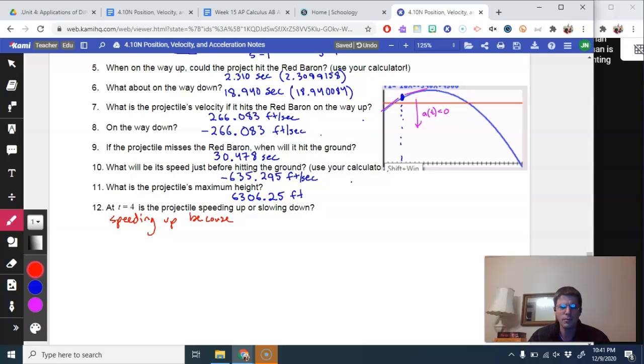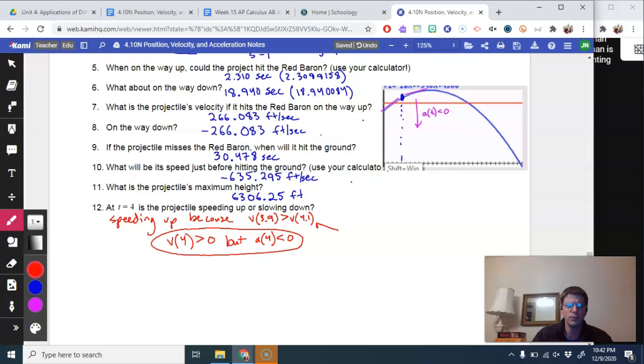because, and we could say any number of things. We could say velocity at 3.9 is greater than the velocity at 4.1. That's not exact. That's not perfect. Another way to say this would be velocity at 4 is greater than 0. So the velocity is positive, but acceleration is negative. And I know that because it is concave down, right? So this would probably be the best way to say that succinctly, though I think this is a more intuitive way to think about it and to grasp and answer whether it's speeding up and slowing down.